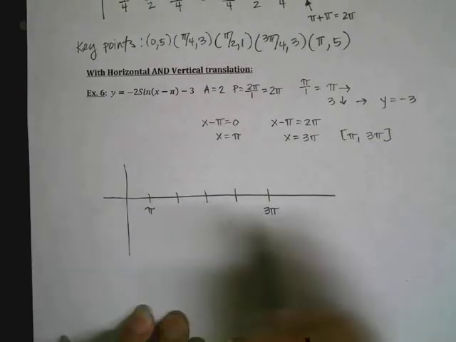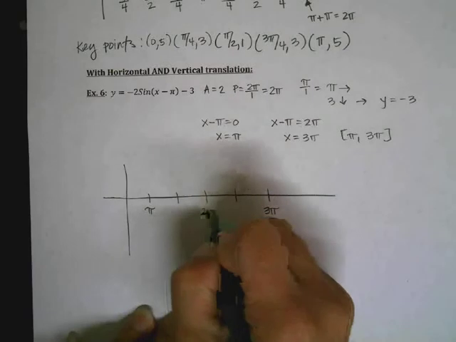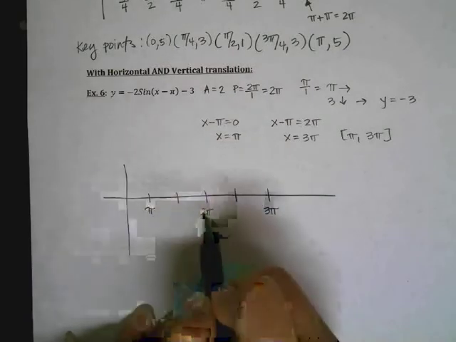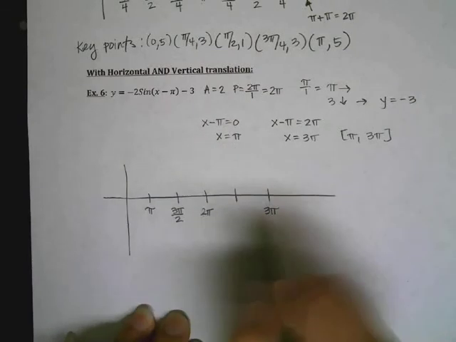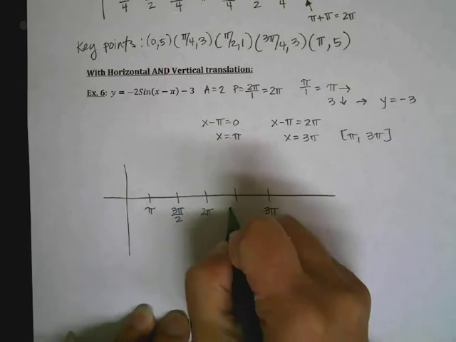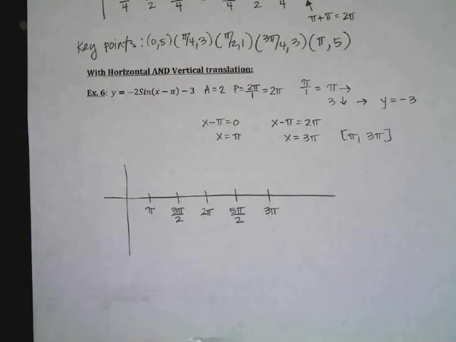So 1 plus 3 is 4, divided by 2 is 2. 1 plus 2 is 3, divided by 2. 2 plus 3 is 5, divided by 2. So here are your 5 coordinate points.